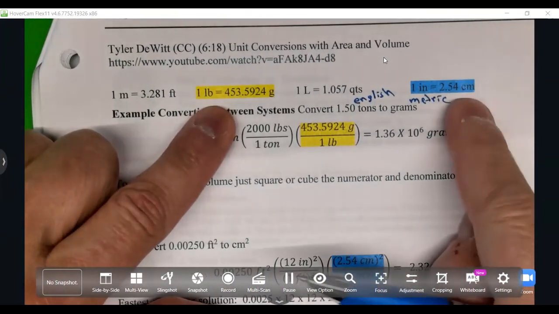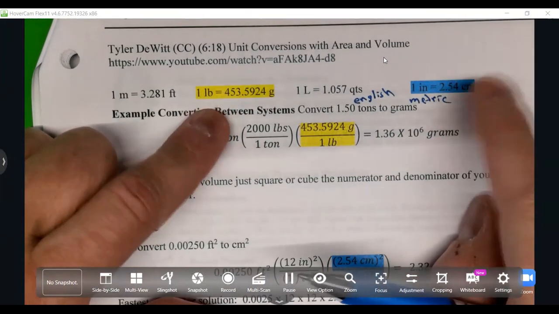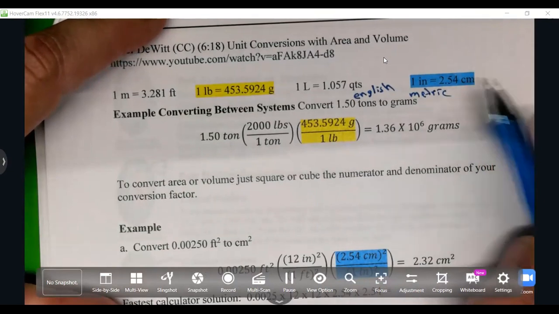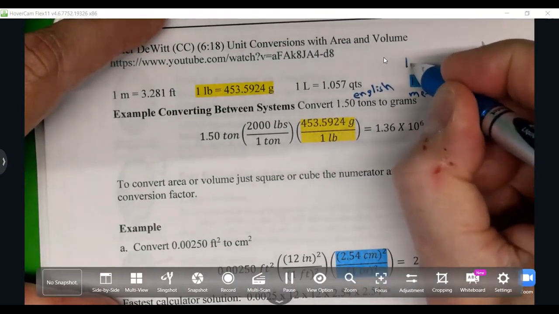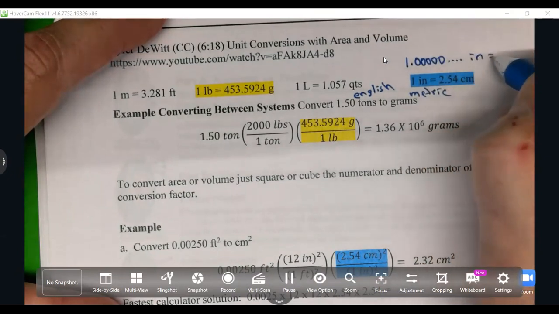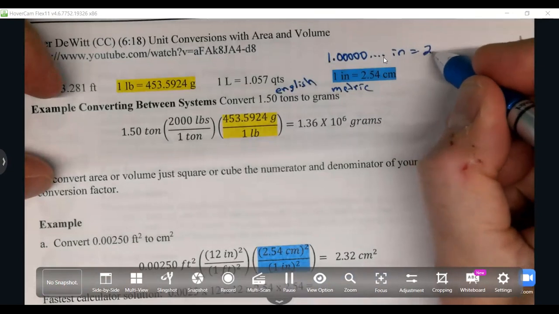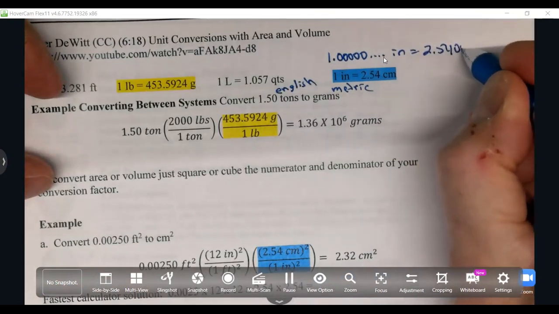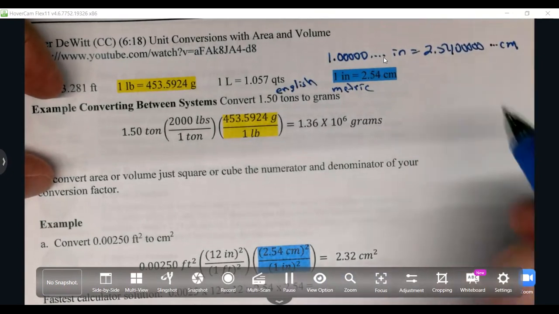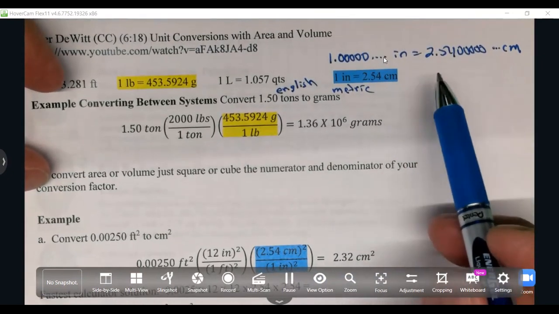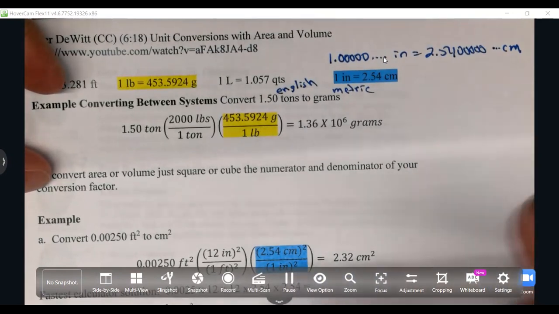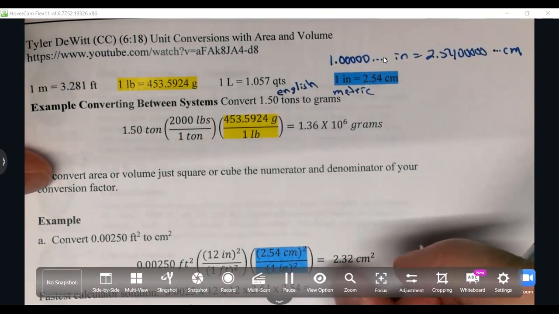These are a couple of them you should memorize. 1 inch, 2.54 centimeters. By the way, this is exact. This is really, really rare. This is 1.0000 inches. This is exact equals 2.540000, keep going, centimeters. That one is spot on. That is the only one I can think of that is absolutely spot on. The rest are rounded somewhere.